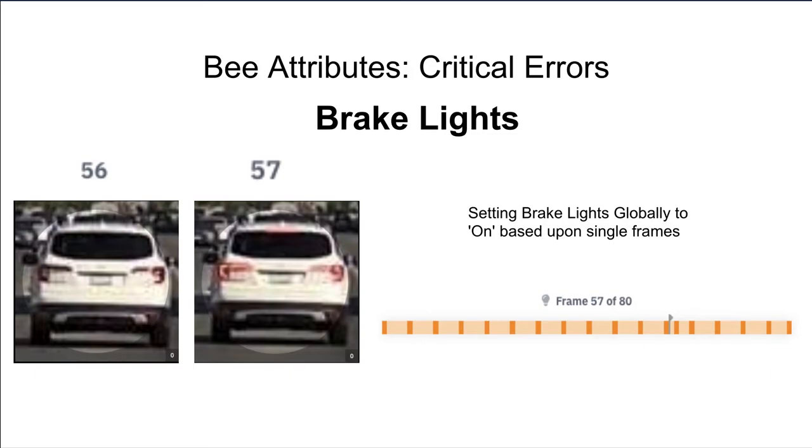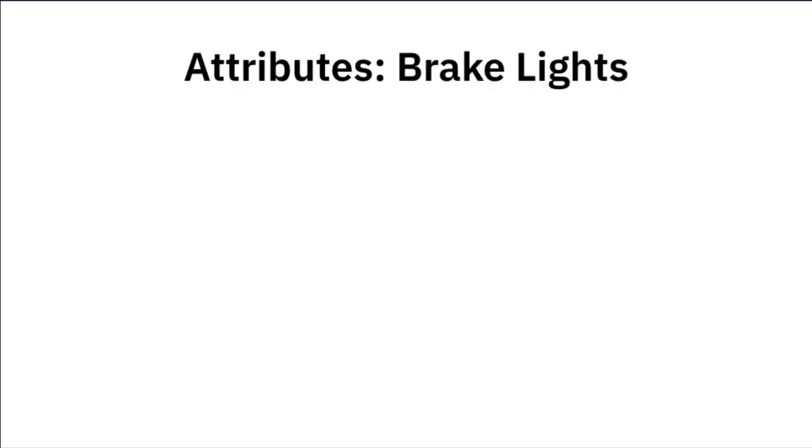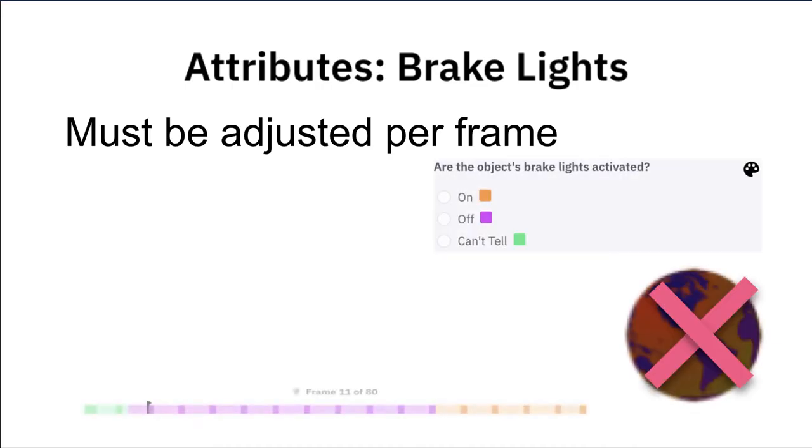Another critical mistake would be selecting all the frames based off of a single frame. This is a critical mistake that could happen, but you want to avoid it because we need to adjust brake lights per frame, not just based off of one single frame. So remember, brake lights have to be adjusted per frame.